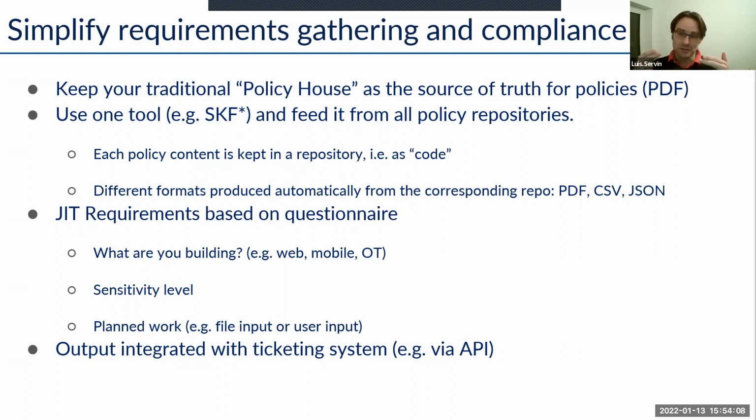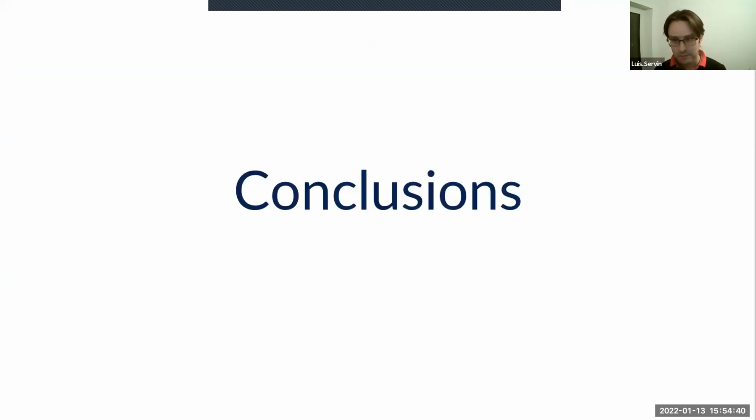And you produce the PDF for the document house from this content, and you produce JSON for your developers, or CSV for your auditors. And maybe there's a way to integrate a just-in-time requirements engine in between that allows you to get the requirements you need now and output through an API integration what you need in your ticketing system.